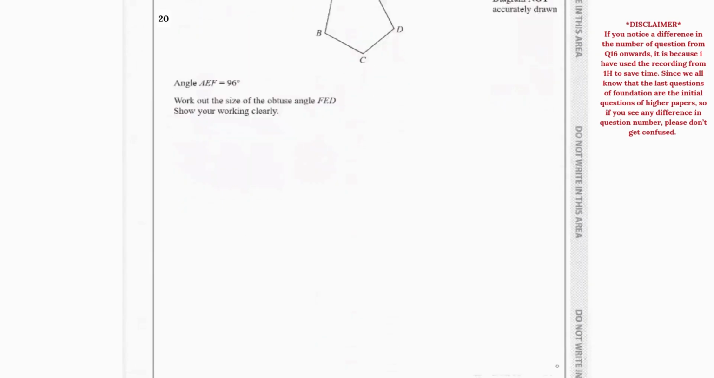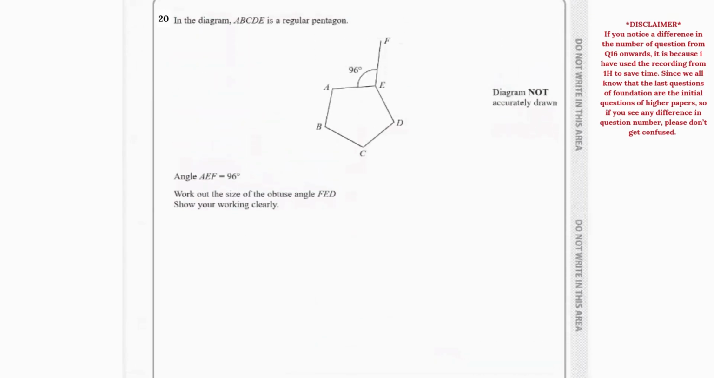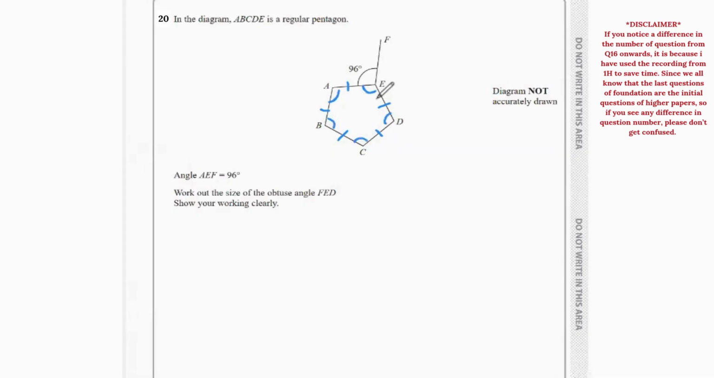And question number 5, which is for 4 marks, says that in the diagram ABCDE is a regular pentagon. So if it's a regular pentagon, that means we have all equal sides and all angles on the inside of the shape are going to be equal, basically the interior angles. So angle AEF is given as 96. Work out the size of the obtuse angle FED.